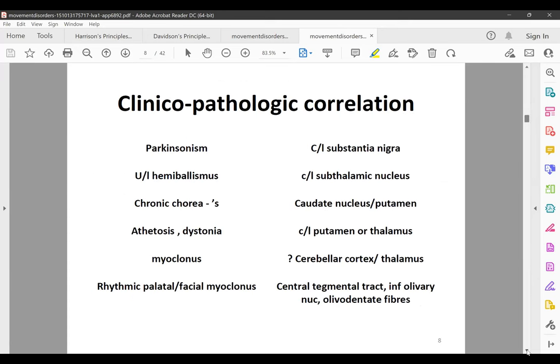Yeah, this slide may be useful to you at a later stage. Parkinsonism involves substantia nigra, hemibalismus involves subthalamic nucleus, chronic chorea in this patient is involving the caudate nucleus and the putamen, athetosis and dystonias, thalamus in putamen, myoclonus, cerebral cortex in thalamus, facial myoclonus and palatal myoclonus, central tegmental tract, inferior olivary nucleus are the areas of the brain that are affected.